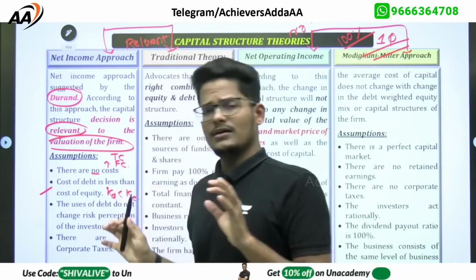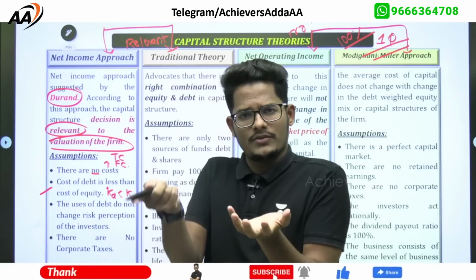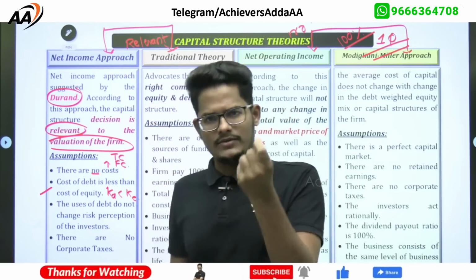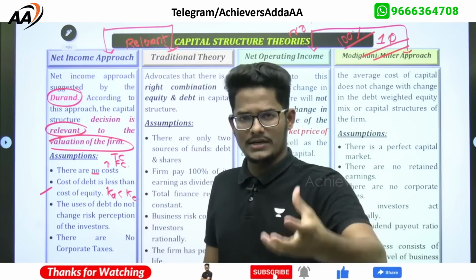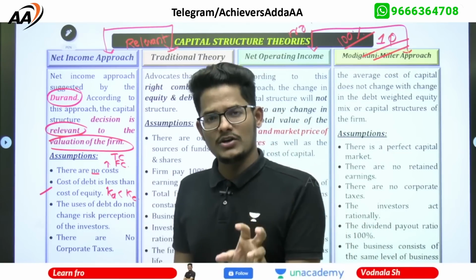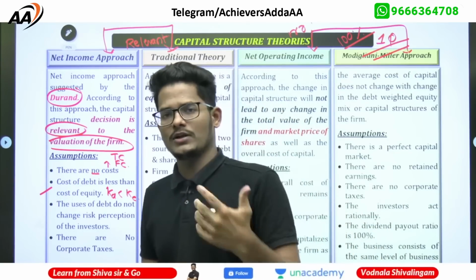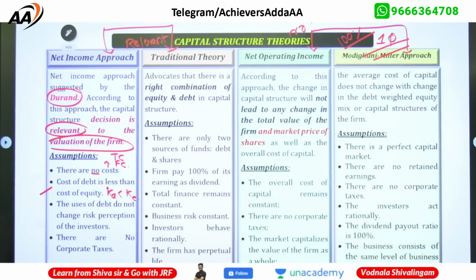Whereas when you increase the proportion of debt, the equity shareholders will obviously feel insecure, and because of that they will expect more and more returns, which is a risky nature for the entire firm. So the cost of equity is usually more as compared to the cost of debt.